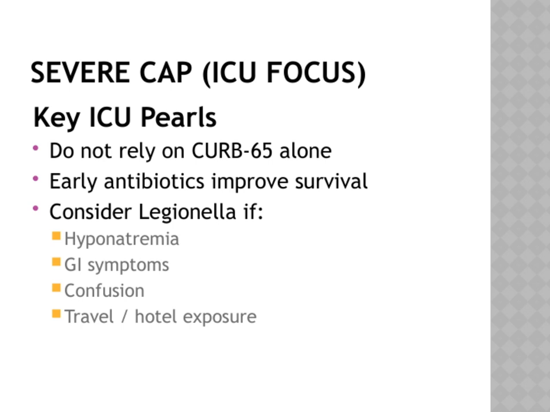Now, when considering Legionella as a possible cause of pneumonia, look out for certain clues. Hyponatremia, or low sodium levels, can be a hint. Also, gastrointestinal symptoms like diarrhea or abdominal pain, confusion, and a history of travel or hotel exposure should raise suspicion for Legionella. Finally, in cases of severe community-acquired pneumonia, especially those requiring ICU focus, keeping these considerations in mind can really influence outcomes. Recognizing these pearls helps ensure timely and effective management for our critically ill patients.